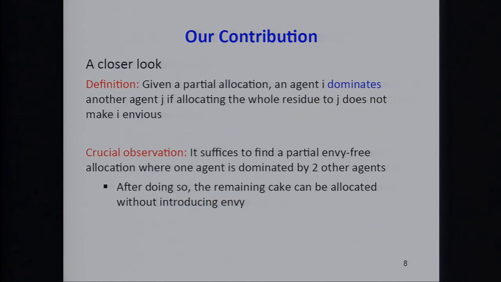If we want to take a closer look, what we're trying to establish here is domination relations throughout the algorithm. So an agent I dominates an agent J at a given point if allocating the rest of the cake, the residue, to agent J does not create envy for agent I. So that means that for this pair of agents, I and J, I don't need to worry about the possibility of I envying J. So by trying to create more and more dominations, that means that we care less and less about certain pairs of agents, and this allows us to produce a better and better allocation up until the residue becomes the empty set. Okay, so more details in the poster.